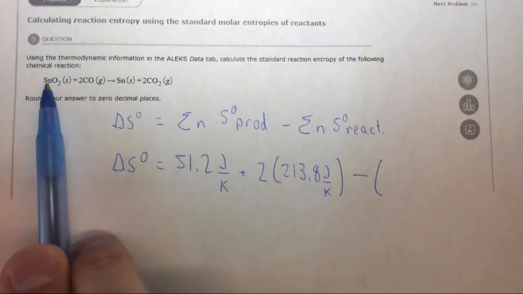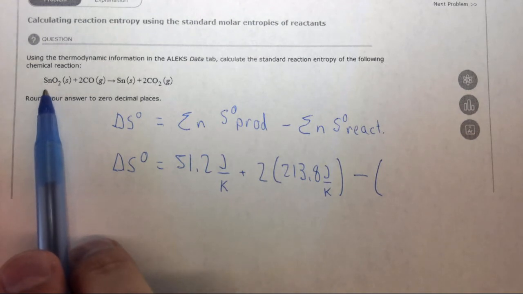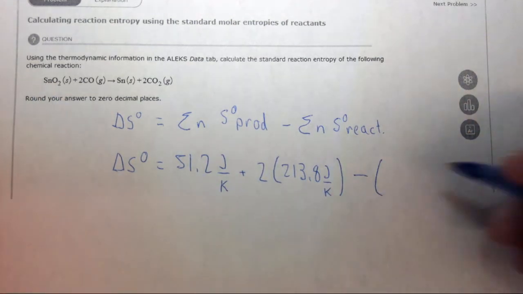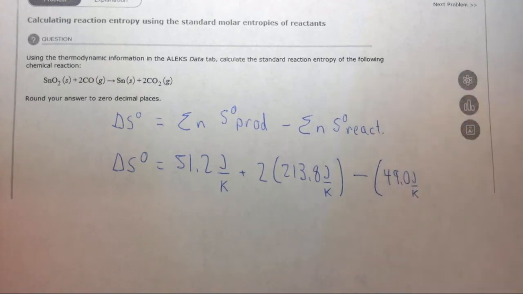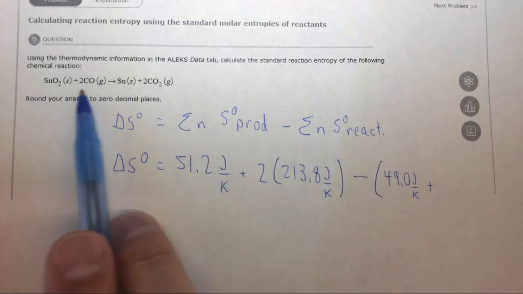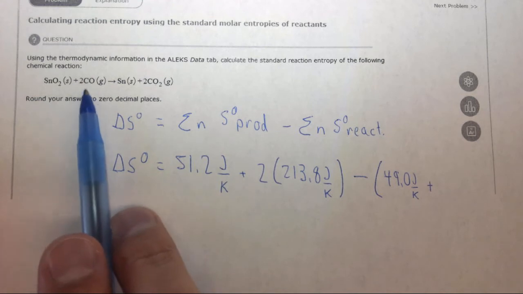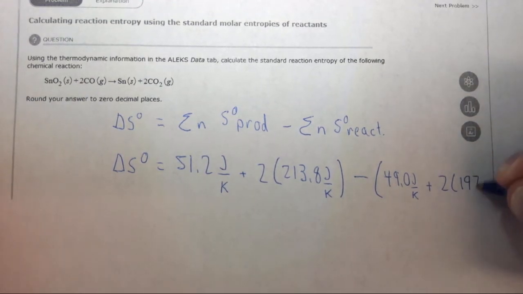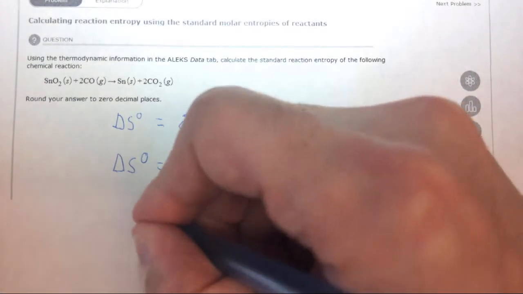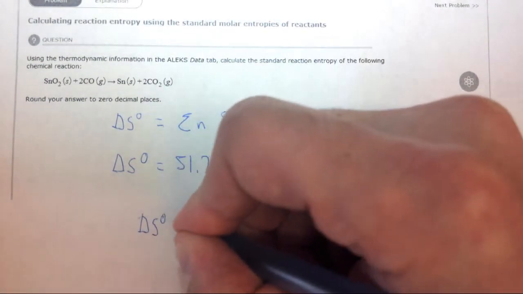minus, now we use the first reactant, SnO2, and there's only one of them, so it's 49.0 joules per K. We don't multiply that by anything. I guess technically you multiply by 1, but of course then you get the same number. Plus the second reactant, which is carbon monoxide, and there are 2 of them, so 2 times 197.7 joules per K.